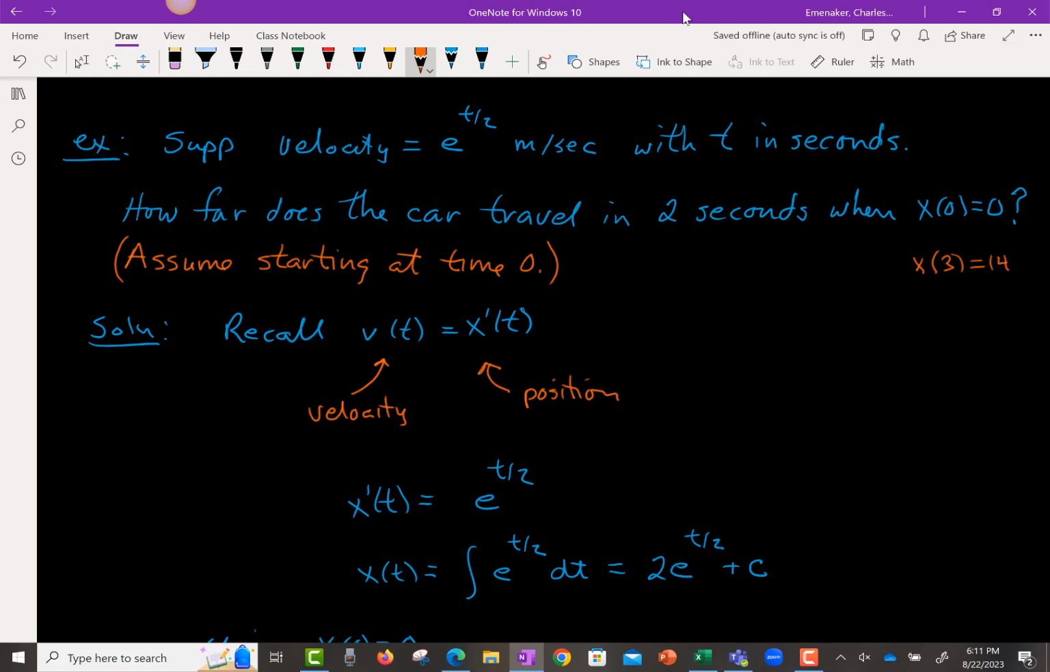Okay, let's think back to some of your calculus and some of your physics. Recall that velocity is the derivative of the position equation. So I can take this equation that we have up here, where I have v equals e to the t over 2, and I can write this as v of t, or I can write it as x prime of t, because the velocity is the derivative of the position equation, equals e raised to the t over 2.